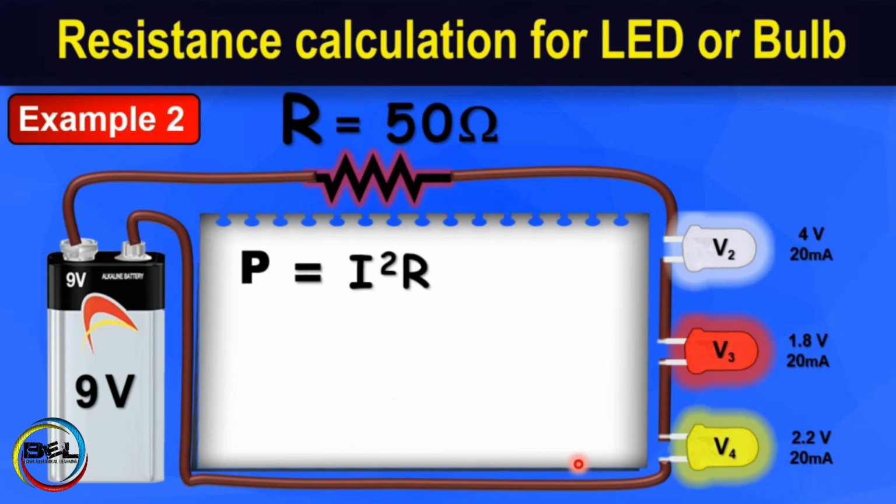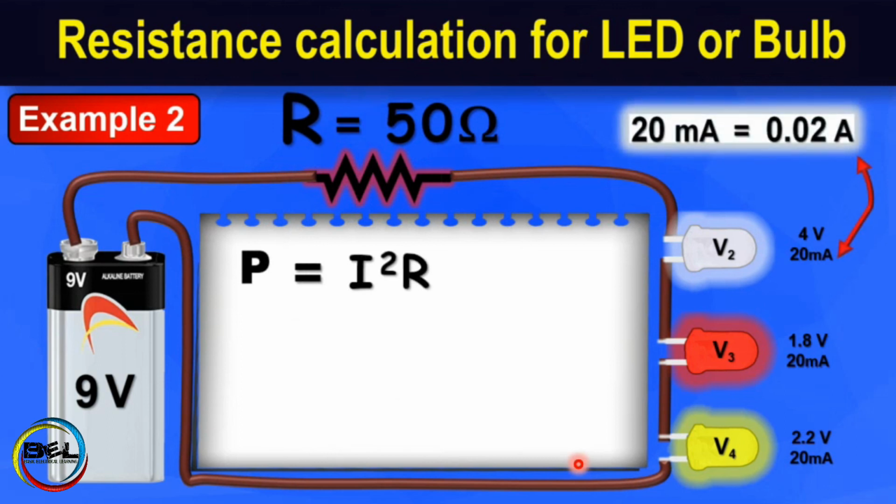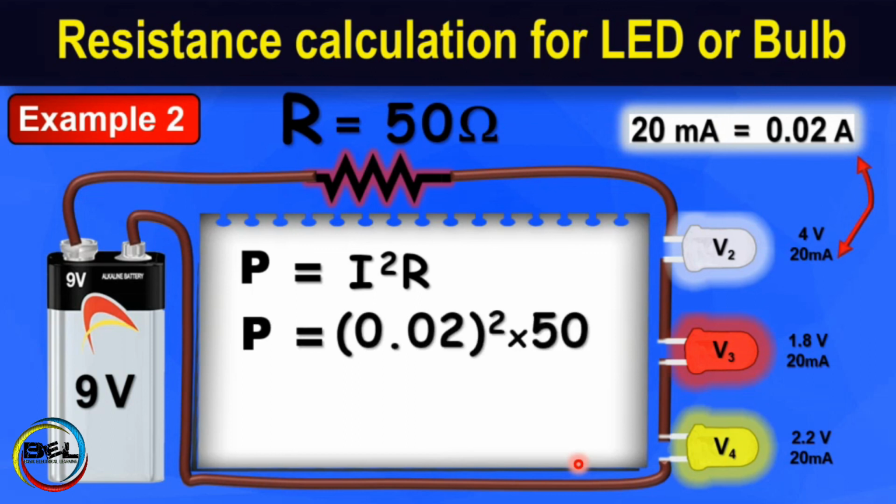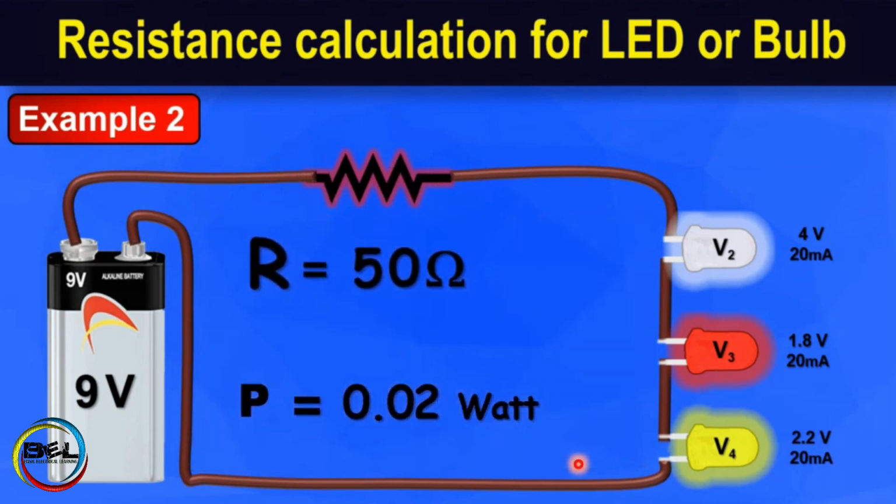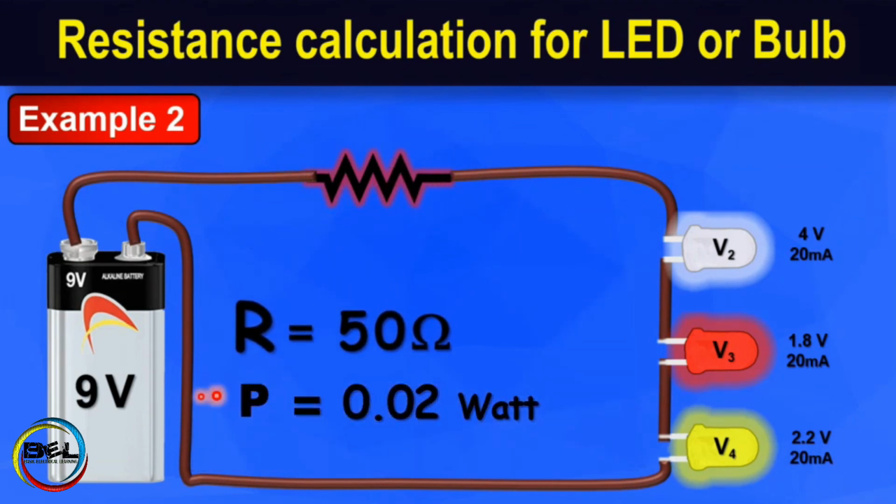And what should be the power of that resistor? The power, once again, as we know, the current is 0.02 ampere and the resistance is 50 ohm. So by putting the values in this equation and after calculation, we will find that the power should be 0.02 watts. So in this circuit, the power is 0.02 watts for that resistor and the resistance should be 50 ohm.